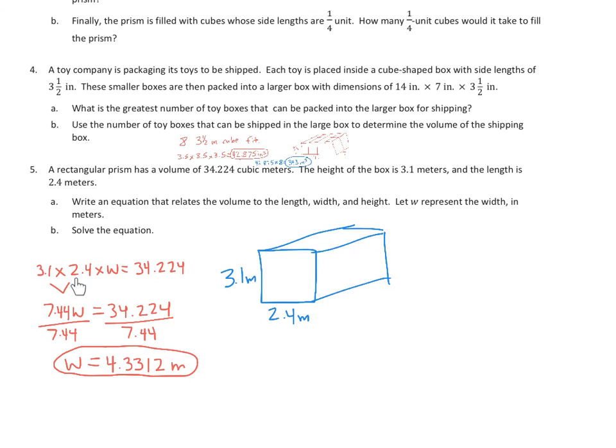And for number 5, we have to set it up as length times width times height, which would be 3.1 times 2.4, which is 7.44, times the width, would equal our volume. So we divide by the 7.44 and get that our width is 4.3312, and that's rounded, meters.